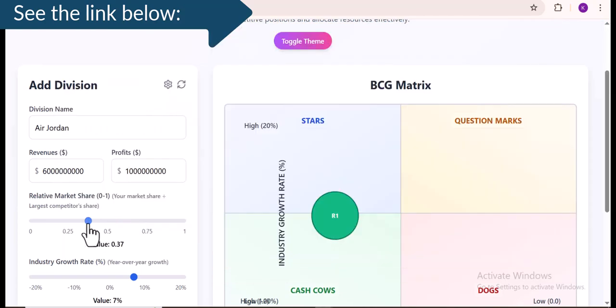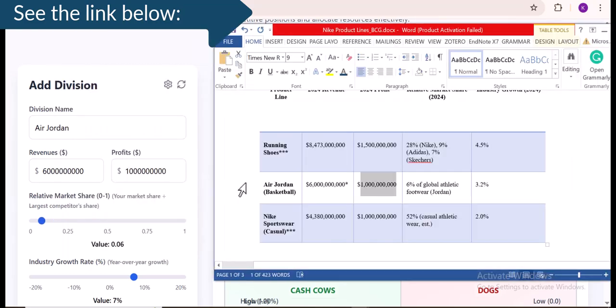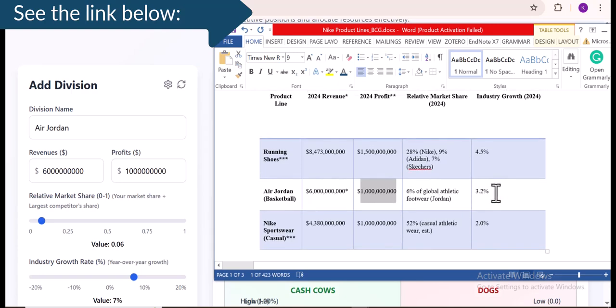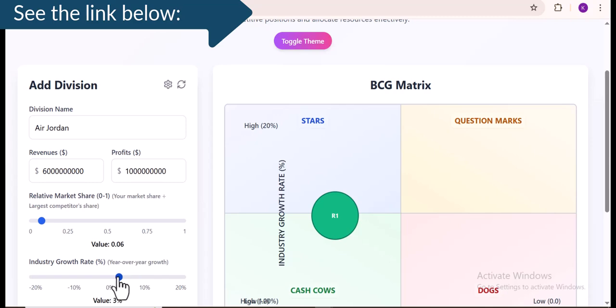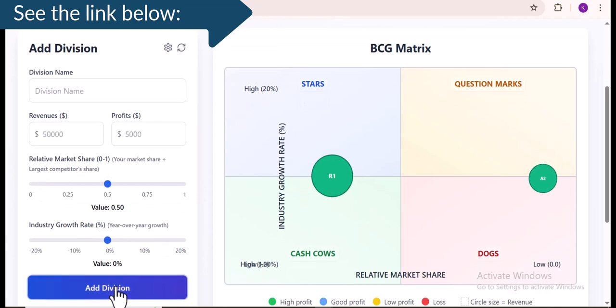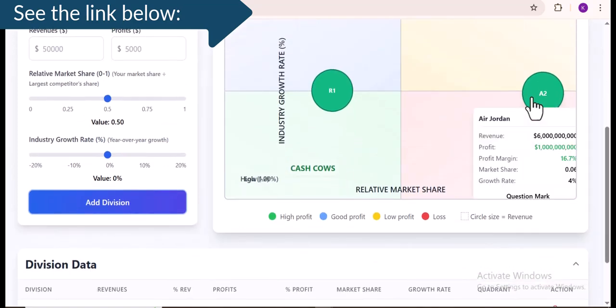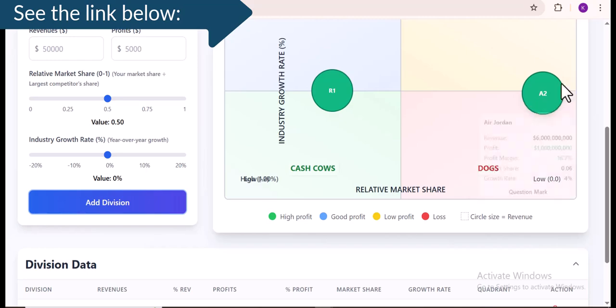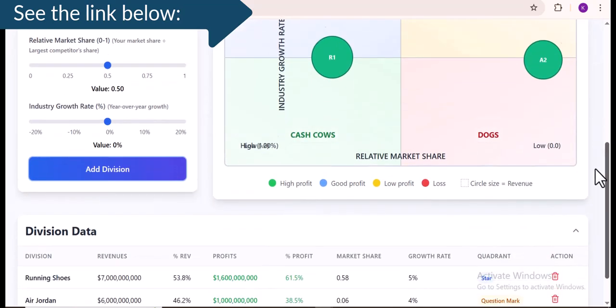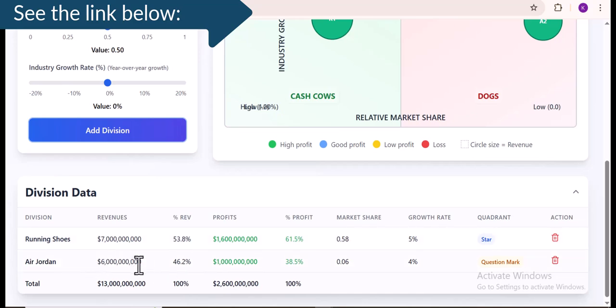Again, the 6% means that it will go down to 0.06, and just see the industry growth rate, which is 3.2. So just go there, and we are making it approximately 4%. Just add this data point as well, and you can see that automatically the pie of this relative product appears in the BCG matrix. And you can see here as well the data is automatically entered in this table.